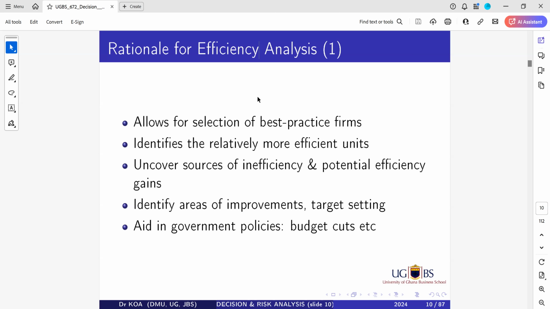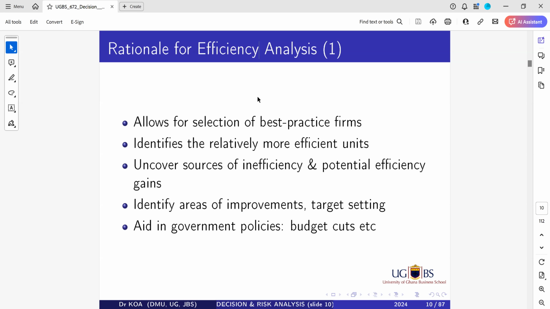For example, you can select the best teachers, the best students. You can select the best banks from among the banks, the best schools from among the schools, the best government from among the government, the best insurance firms among the insurance firms, the best of the best. Efficiency analysis also allows you to compare those that are doing well with those that are not doing well. You can identify those that are efficient from those that are not efficient.